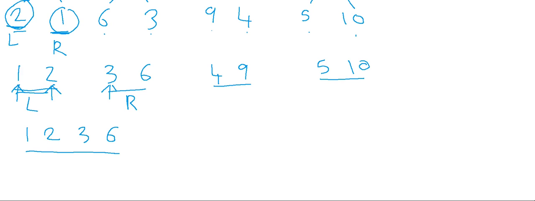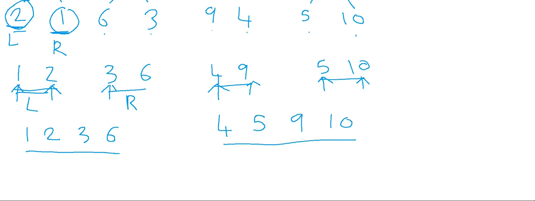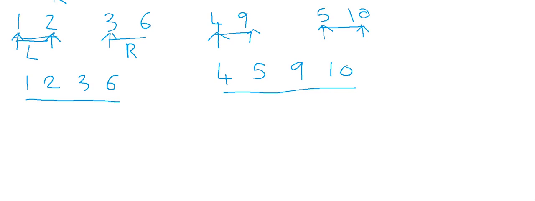Now we are going to merge these two lists 4 9 and 5 10. So I'll compare 4 with 5. 4 is less than 5, so I'll add 4 to the list. Then I'll compare 9 and 5. 5 is less than 9, I'll add 5 to the list. And then I'll compare 10 and 9. 9 is less than 10, I'll add 9 to the list. And then I have remaining element which is 10, which I'll add to the list. And now I have this list which is sorted 4 5 9 10.